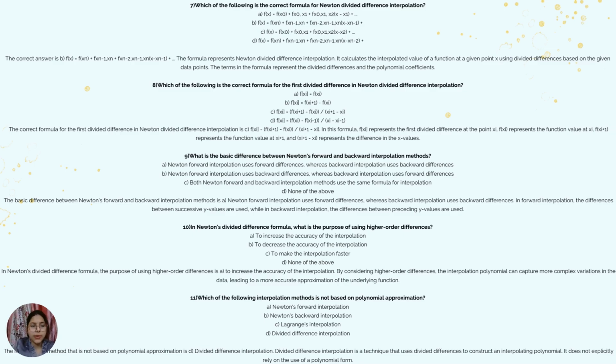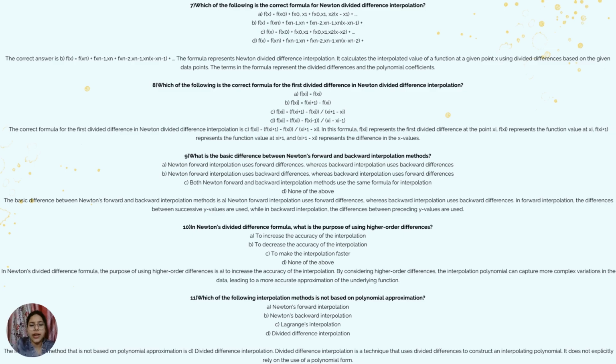The basic difference between Newton's forward and backward interpolation method is A. Newton forward interpolation uses forward differences, whereas backward interpolation uses backward differences. In forward interpolation, the differences between successive y values are used, while in backward interpolation, the differences between preceding y values are used.